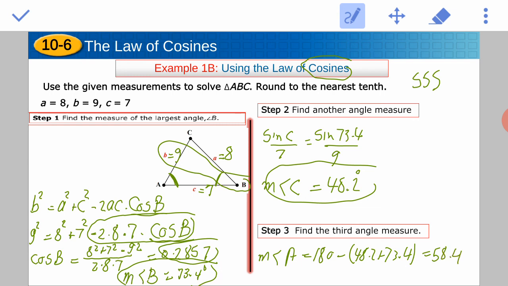58.4. Easy. The law of cosines is wonderful and is fixing the gaps of the law of sines. See you in the next part of that section.